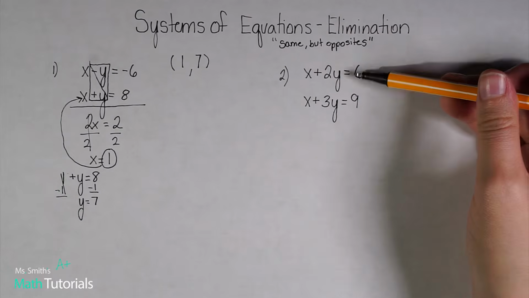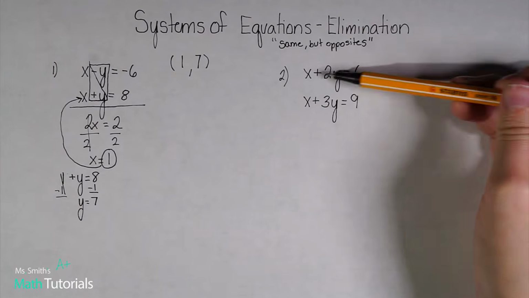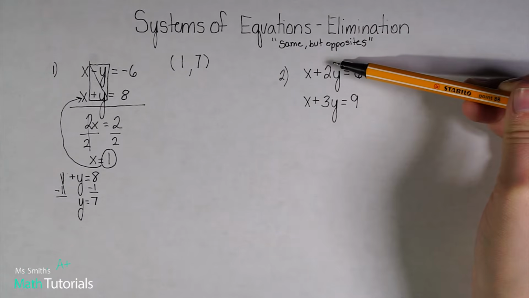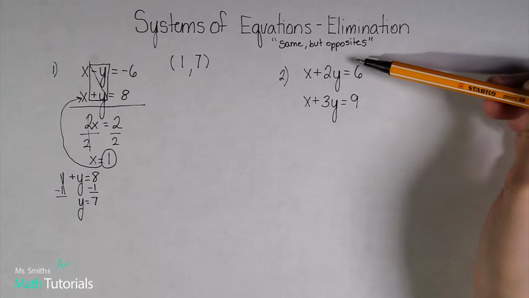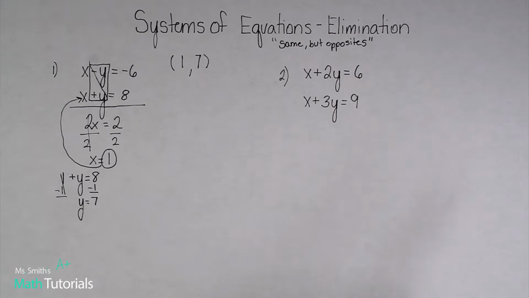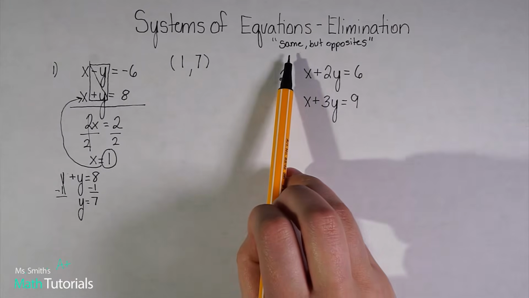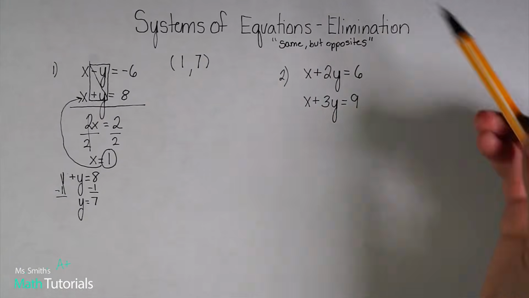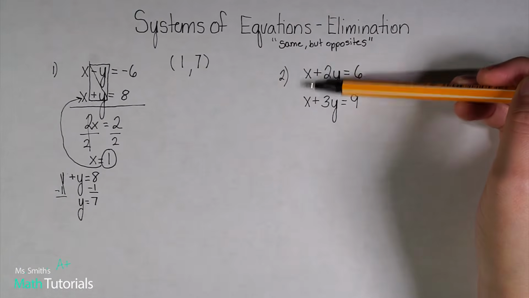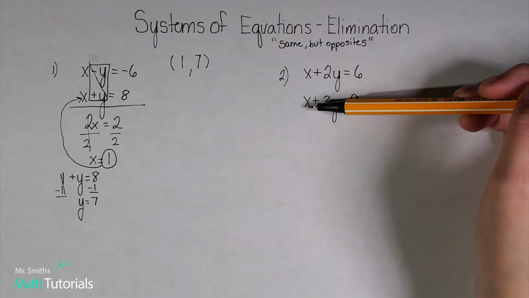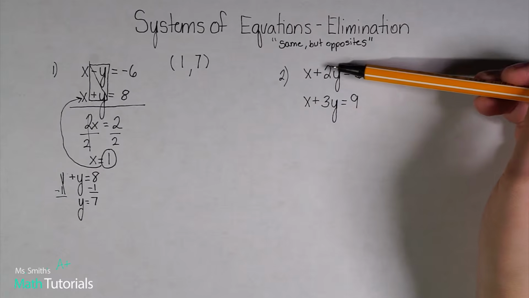Now, you'll notice in this next example, each of our equations is in standard form. My x's are on top, and then my y's right next to them, and then my constants. So this is an ideal situation to do elimination. Again, I want to look for same but opposites. So looking here, my x's are the same, but they're not opposites, they're both positive.